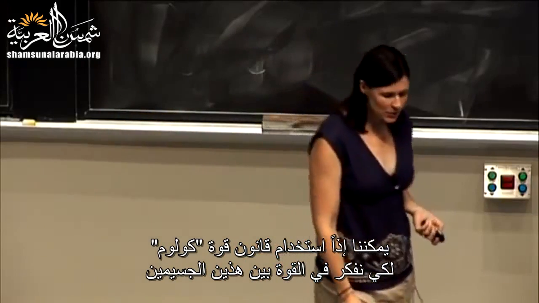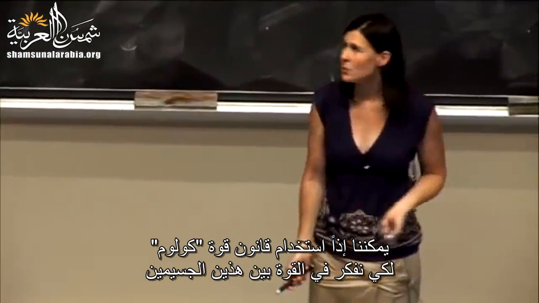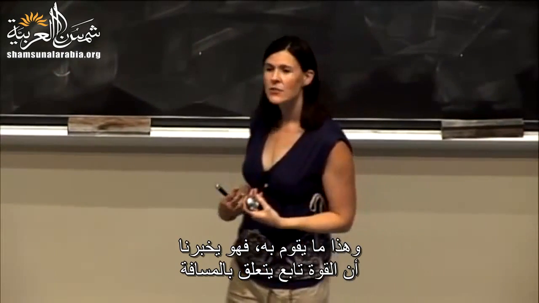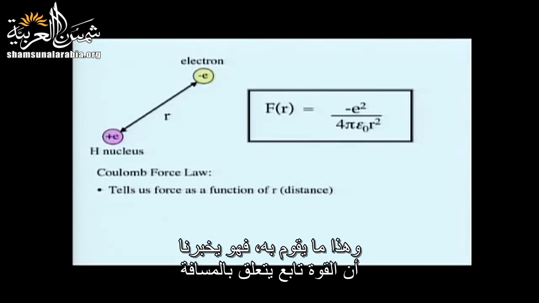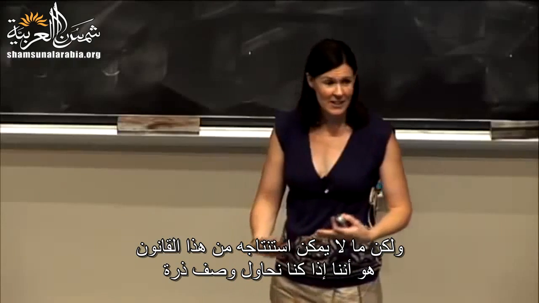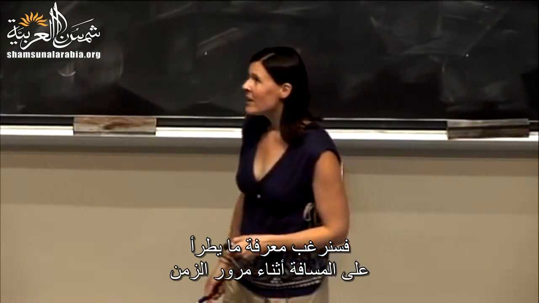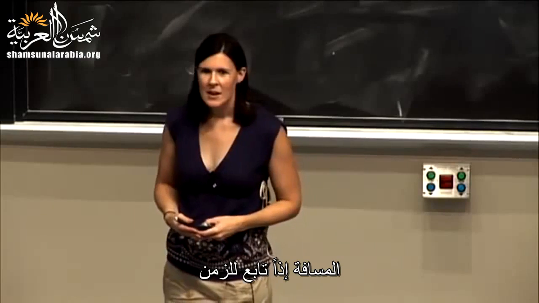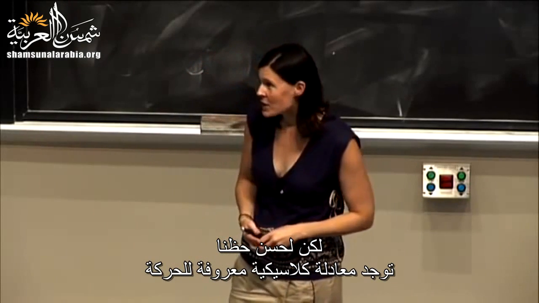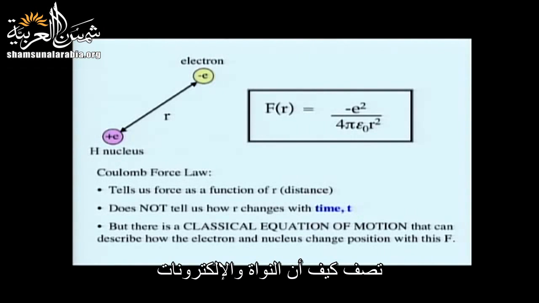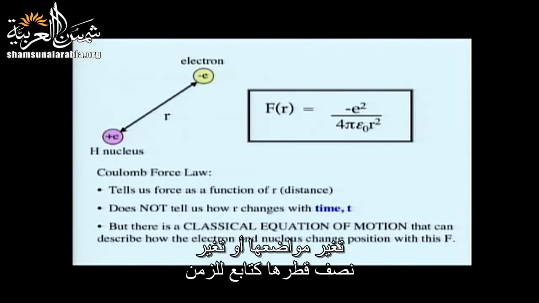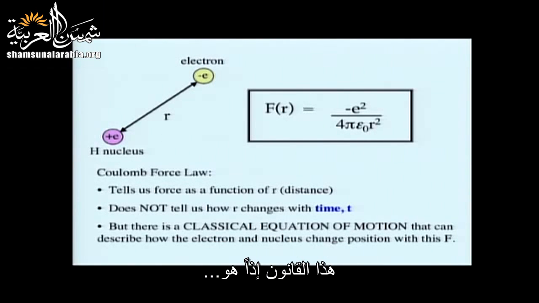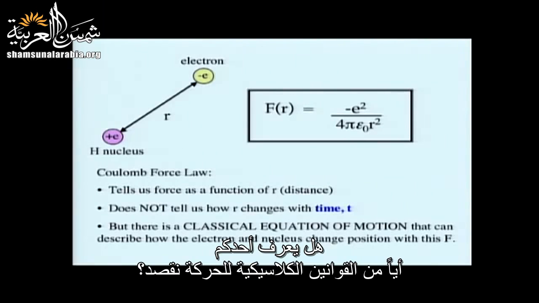So we can use Coulomb's force law to think about the force between these two particles. And it does that. It tells us the force is a function of that distance. But what it does not tell us, which if we're trying to describe an atom we really want to know, is what happens to the distance as time passes. So r is a function of time. But luckily for us, there's a classical equation of motion that will, in fact, describe how the electron and nucleus change position or change their radius as a function of time. So does anyone know which classical law of motion that would be?